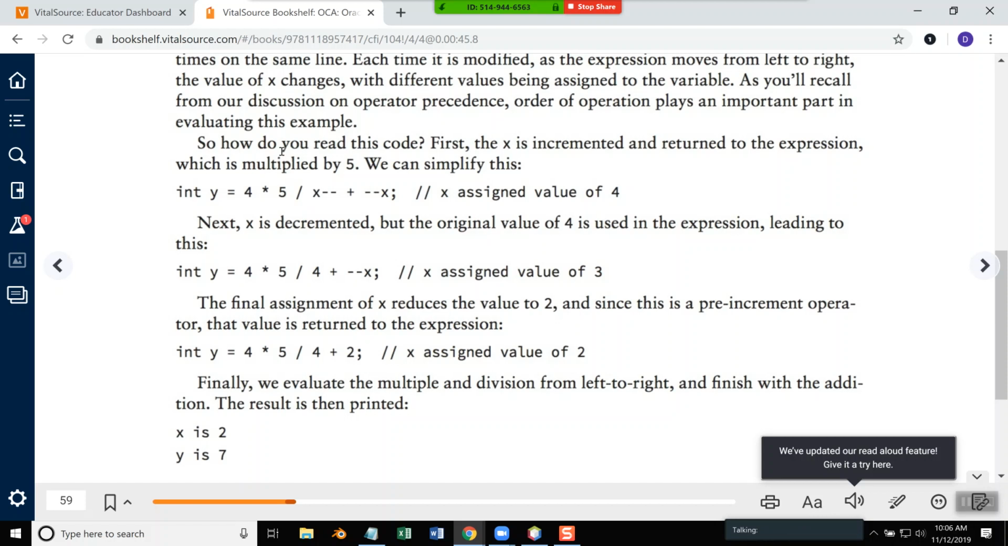Let's see. So how do we read this code? First, the x is incremented and returned to the expression, which is multiplied by 5. Okay, so it does that before it starts changing the rest of these. So that gives you 20. Next x is decremented. The original value of 4 is used in the expression. Oh, so it doesn't actually change the value. That seems strange.